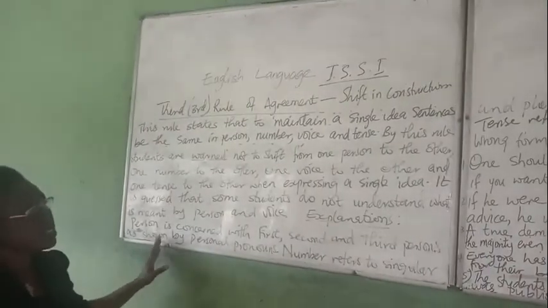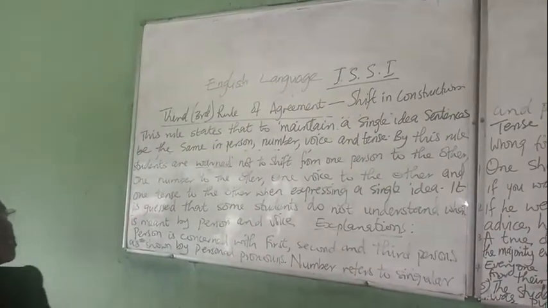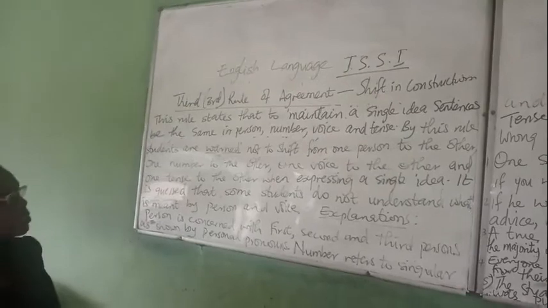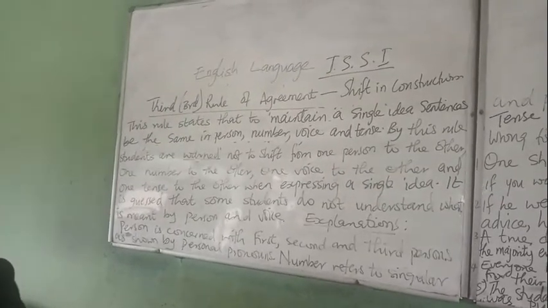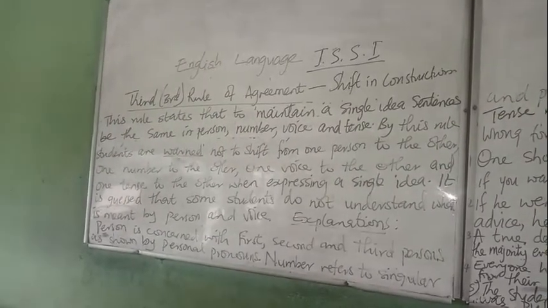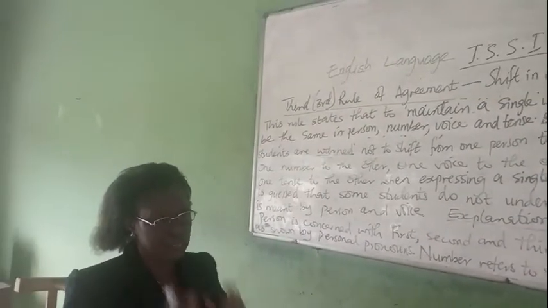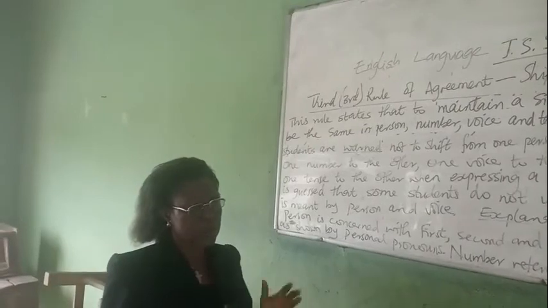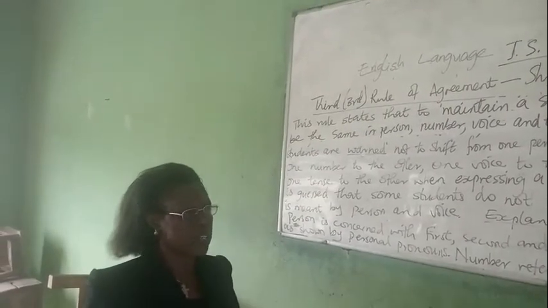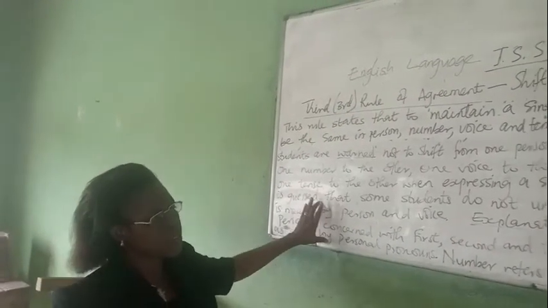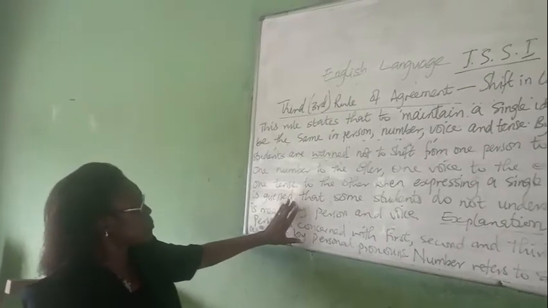So here the rule says that to maintain a single idea, sentences must be the same in person, number, voice, and tense. What do we mean by maintaining a single idea? When you are saying one particular thing, you don't have to jump from one tense to the other or change voice or person. So we now have to explain what we mean by all these.